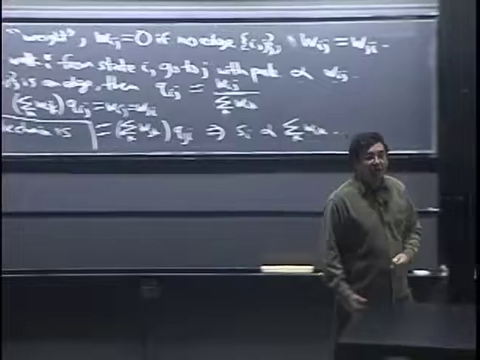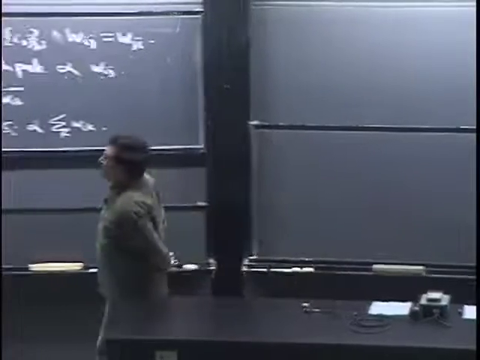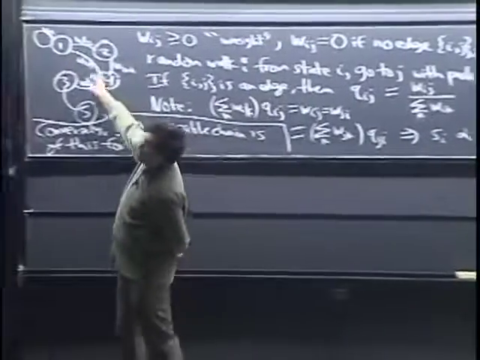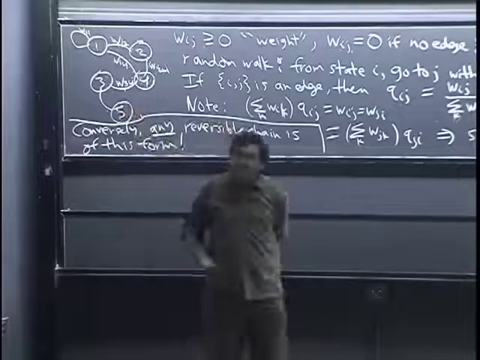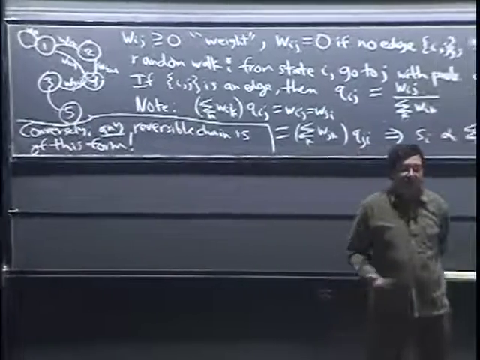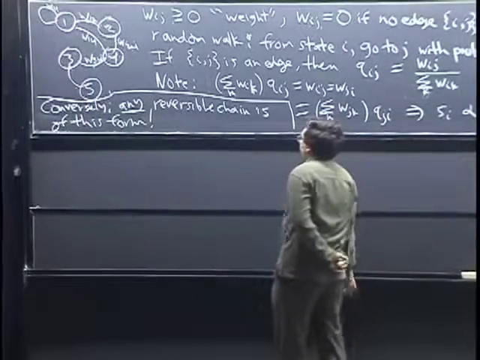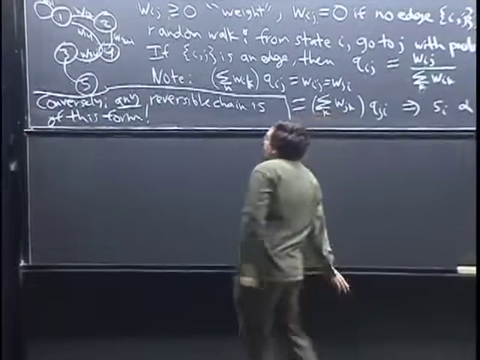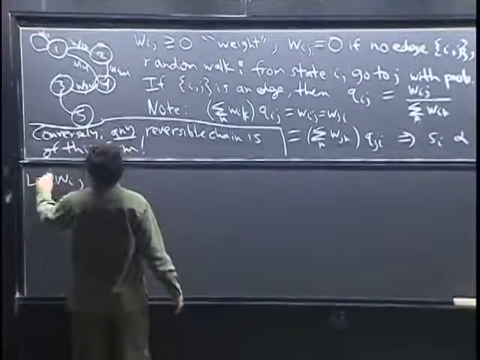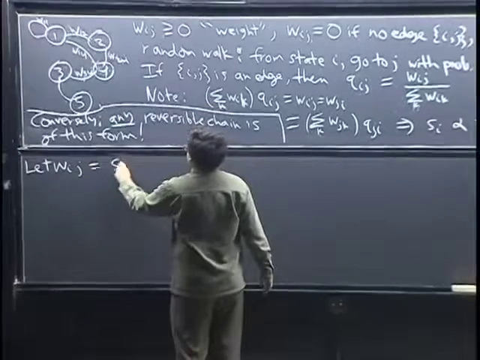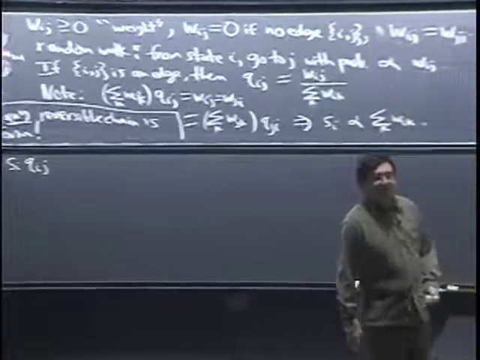So why is that true? Well, we just need to define the Wij's. It's pretty obvious what network we should use. The nodes are the states, and we put edges whenever Qij is positive. And all we need to do is say what the weights are. So let Wij equal Si Qij. That's the thing that we wanted, right?